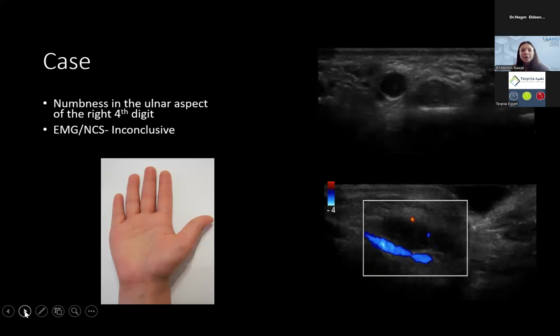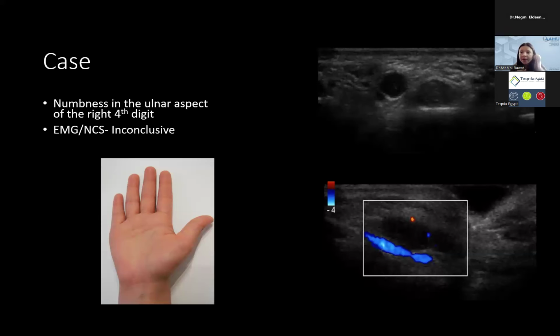Another case of numbness in ulnar aspect of the fourth digit. So it's the fourth digit, and the numbness is on the ulnar aspect. So this sounds like ulnar distribution, and everything was negative, and EMG was inconclusive because there is no carpal tunnel syndrome. There is no ulnar neuropathy at the wrist or at the proximal side, which is medial elbow. So we cleared that. EMG was negative, inconclusive. Upon doing ultrasound, median nerve and ulnar nerve were normal. Median nerve at the wrist, ulnar nerve at the elbow, and the Guyon's canal were normal in appearance.